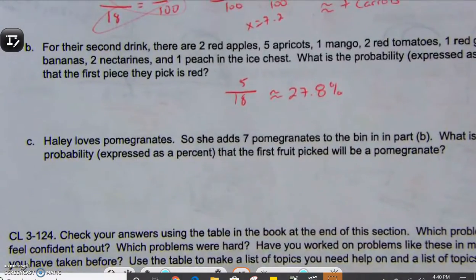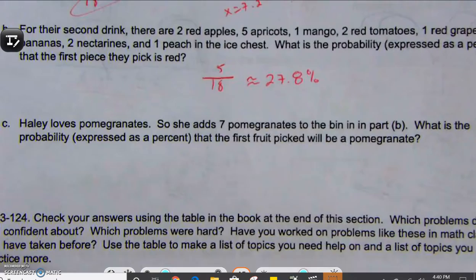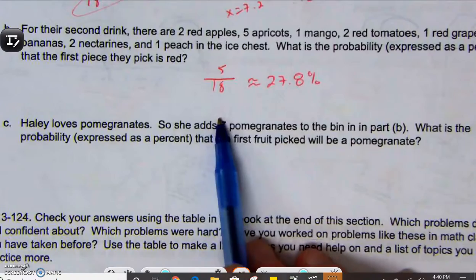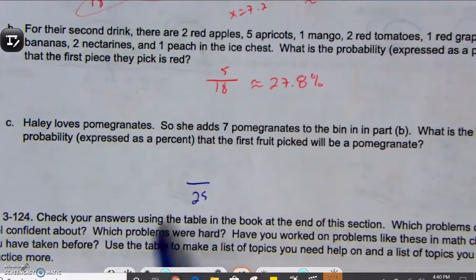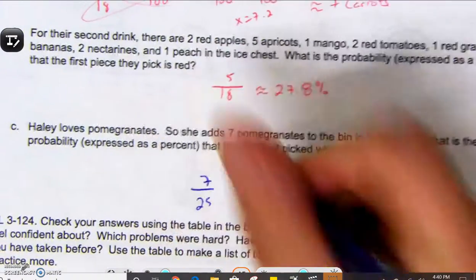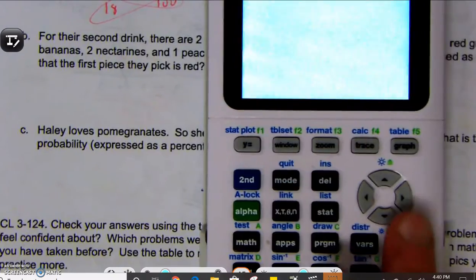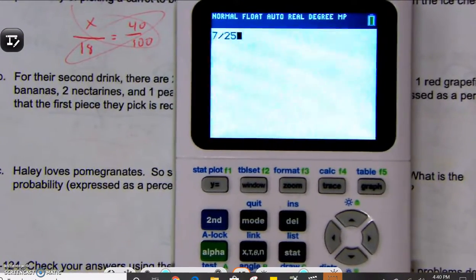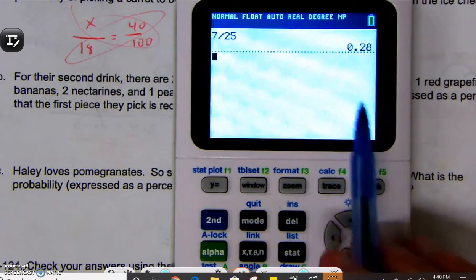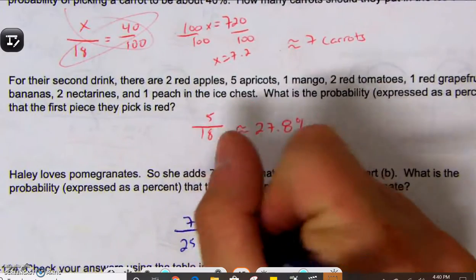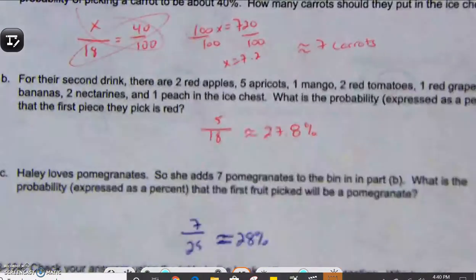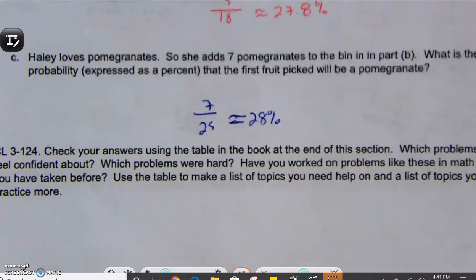So in C, Haley loves pomegranates, so she adds 7 pomegranates to the bin. In part B, what is the probability expressed as a percent of the first fruit that will pick a pomegranate? So she has 18, she adds 7 because there are no other pomegranates in there. So we're going to have 25 total fruit. If she adds 7, those are the only 7 we have in there. So 7 divided by 25. So if I go ahead and put that into our calculator, 7 divided by 25 is 0.28. Super easy. We don't have to worry about rounding. Move our decimal 2 spots to be 28%. So we end up with 28% of getting a pomegranate.